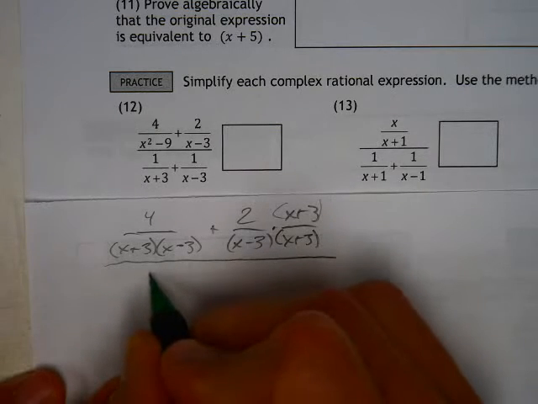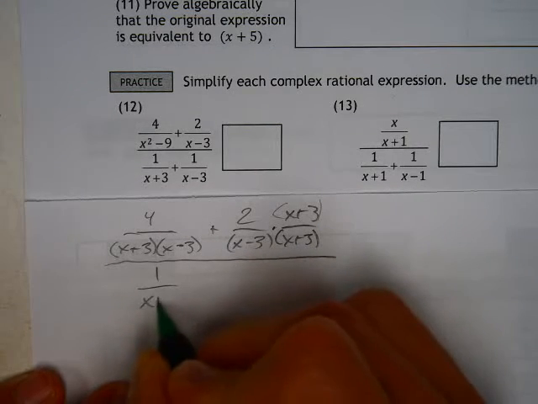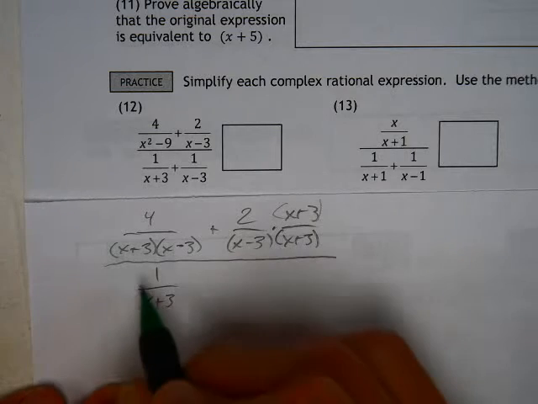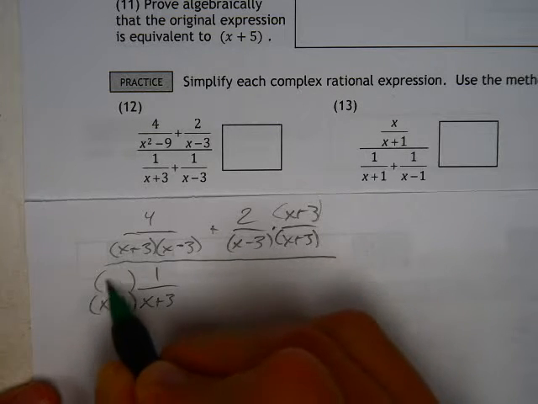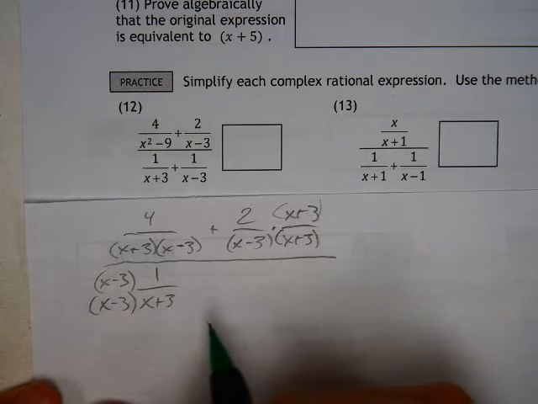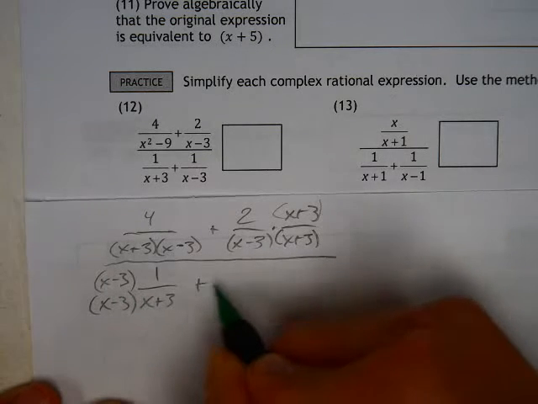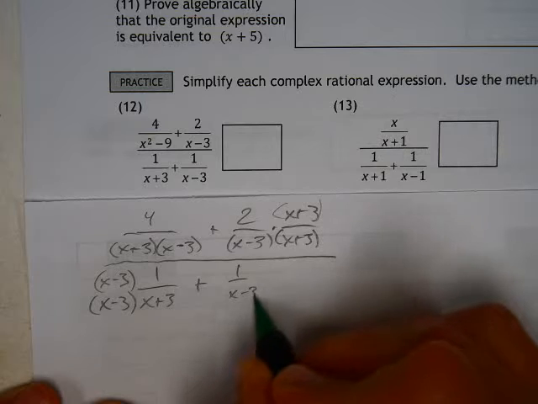Okay, there's other ways of doing this actually that I might consider showing you. And I'll show you on the next one another option. So x minus 3 on top and bottom. And we have a plus this 1 over x minus 3.